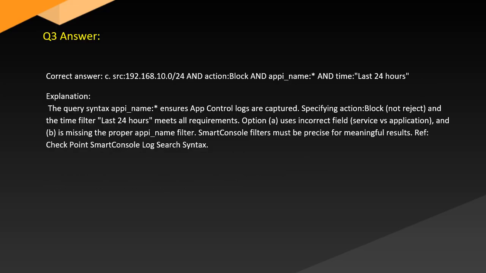Answer. Correct answer: C. Source: 192.168.1.0/24 and action: block and application: * and time: last 24 hours. Explanation. The query syntax application: * ensures App Control logs are captured, specifying action: block, not reject, and the time filter at last 24 hours meets all requirements. Option A uses the incorrect field, service versus application, and B is missing the proper application filter. SmartConsole filters must be precise for meaningful results. Reference: Check Point SmartConsole logs, search syntax.